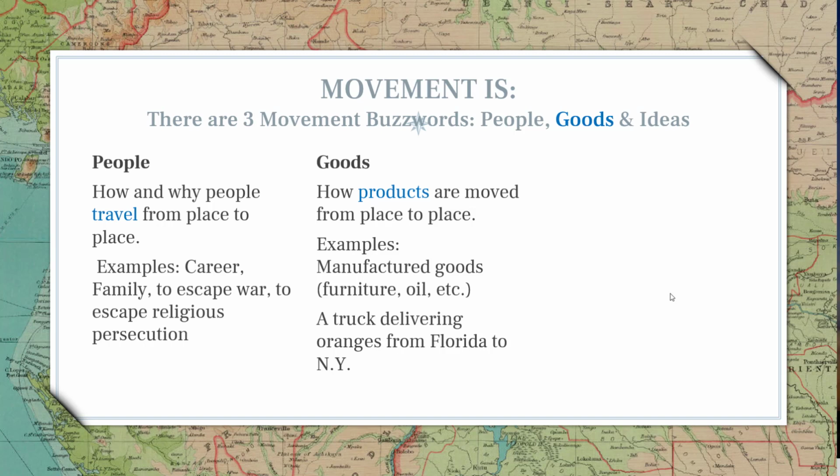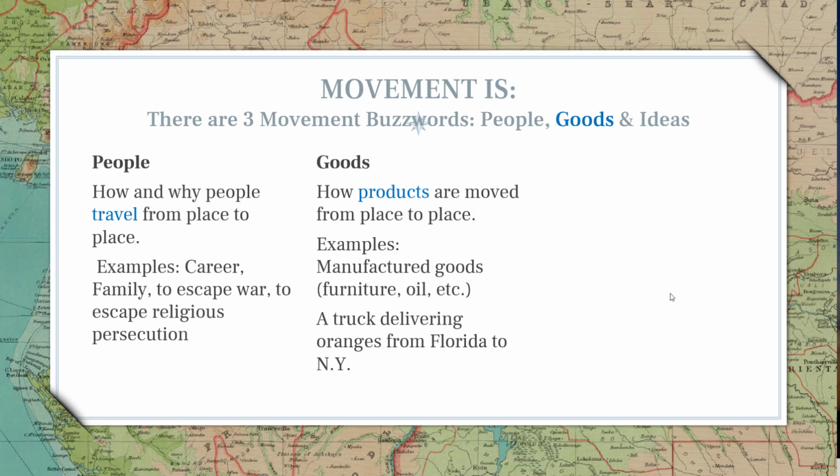Goods is about how products are moved from place to place. So there are manufactured goods, things like furniture. You can't grow furniture, right? It's manufactured, it's made. Oil, and while it's true that oil is a fossil fuel and you can dig for it and get it, it needs to be refined. It needs to be made into something that can actually be used. So it's considered a manufactured good sometimes.